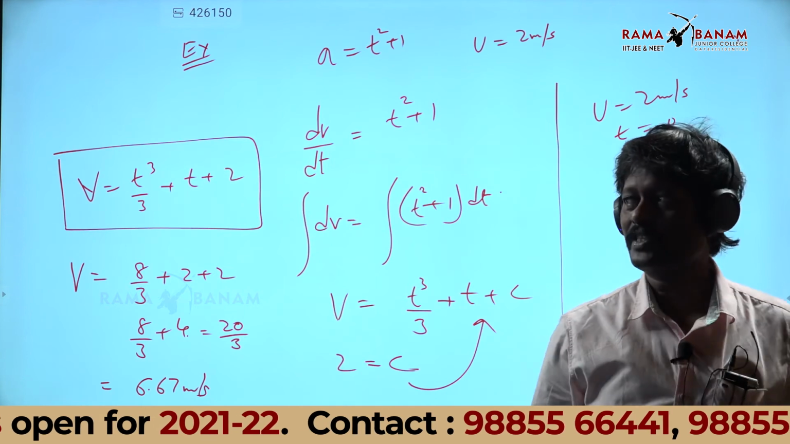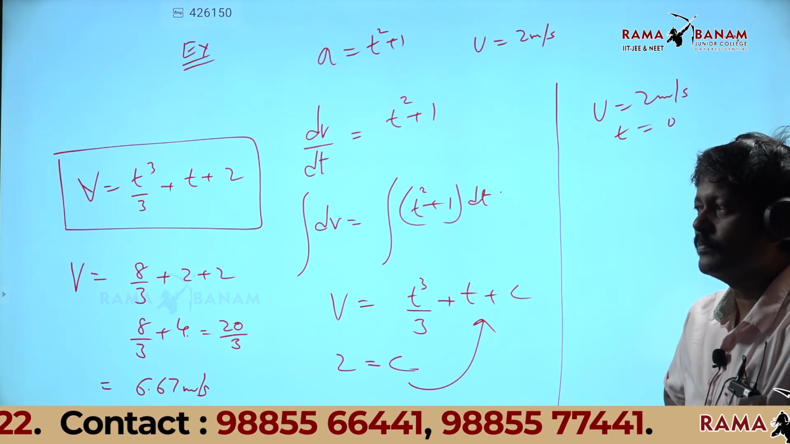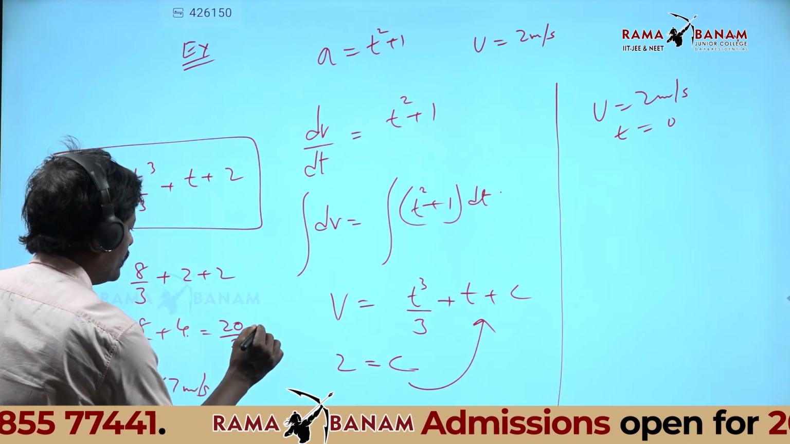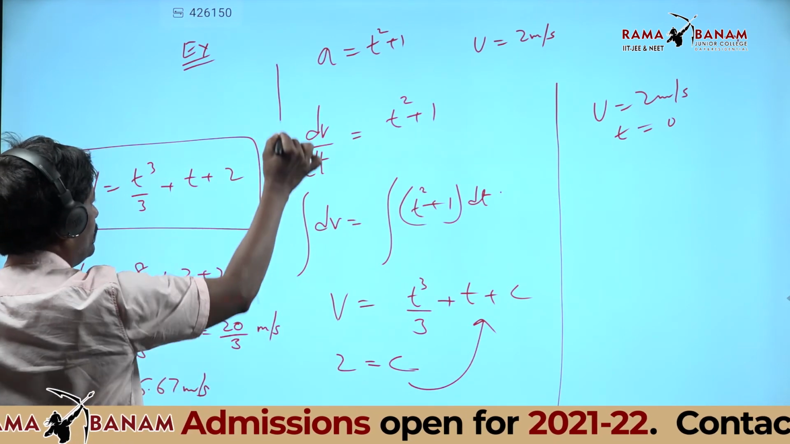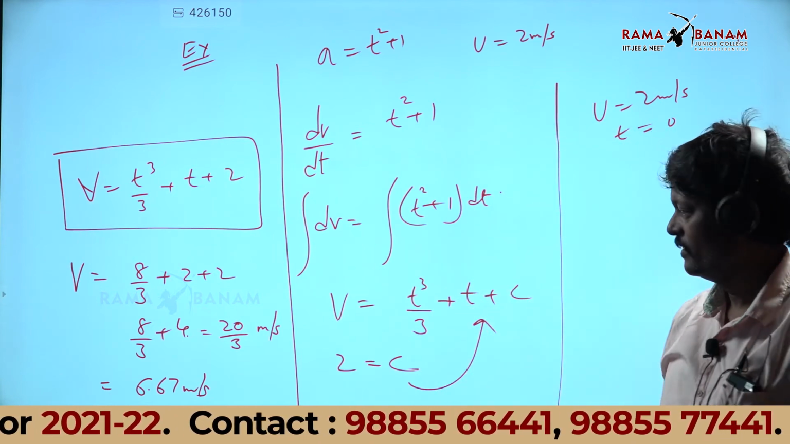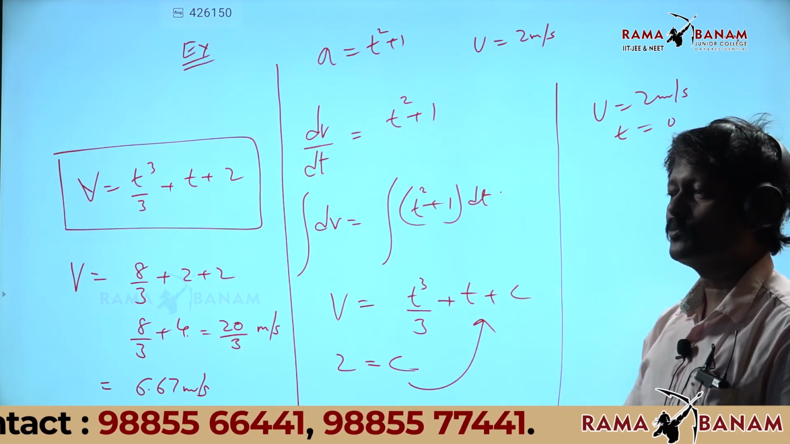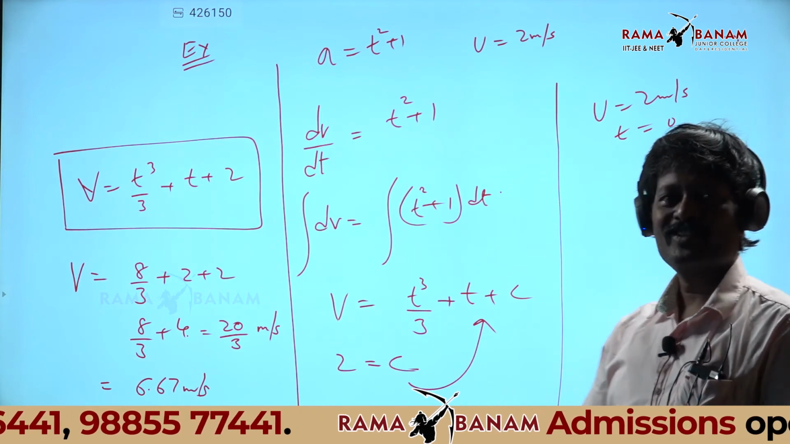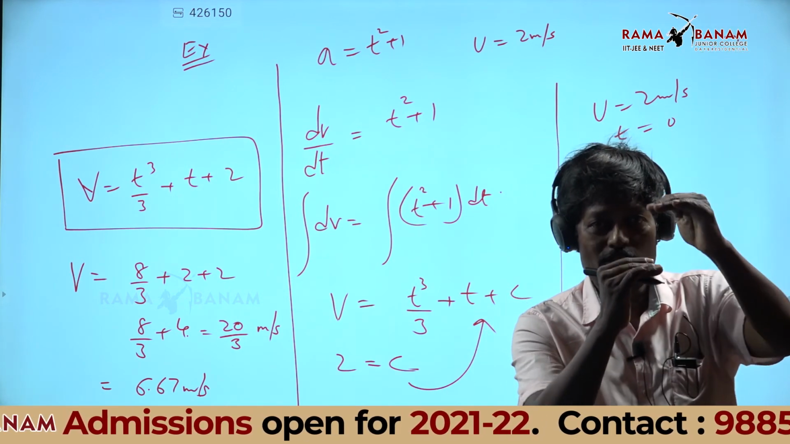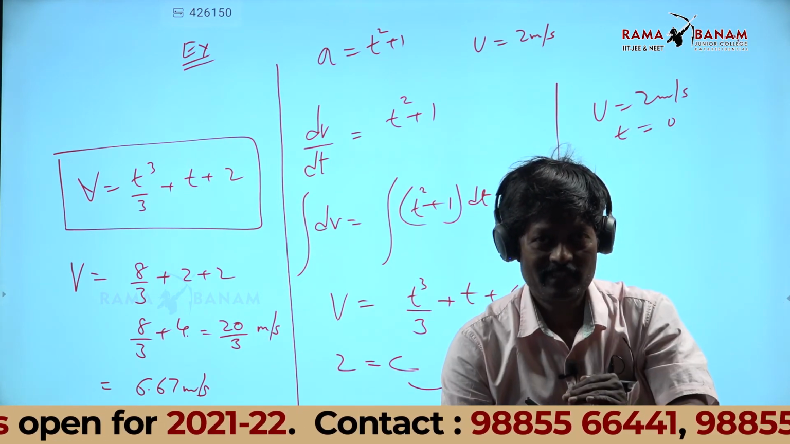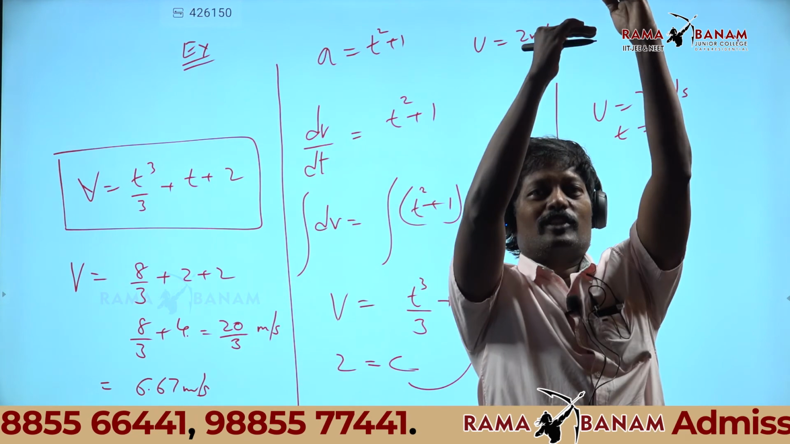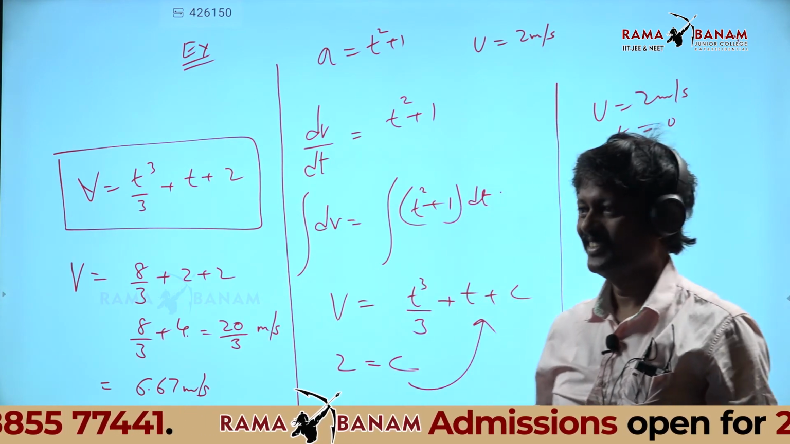So what is the velocity at the end of 2 seconds? Simply leave it as 20 by 3 meters per second. I am taking SI units for everything. Or 6.67 meters per second. So see how beautiful. Till yesterday we came from displacement to velocity, velocity to acceleration. Now acceleration to velocity, velocity to displacement. We are going opposite. So I got the velocity.